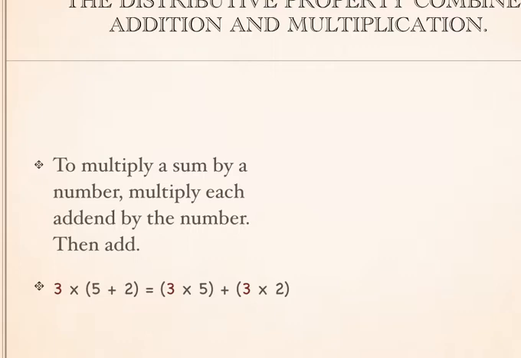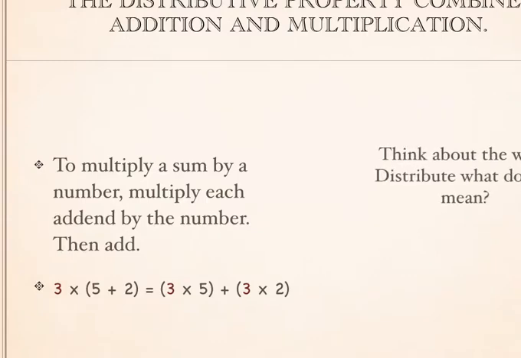And so in this problem down here, we have 3 times parentheses 5 plus 2. So an easy way to do that mentally is to distribute the 3. So if we multiply 3 times 5 and then add 3 times 2, do you see how we're just distributing that 3 throughout the whole problem? Think about the word distribute. What does that mean?